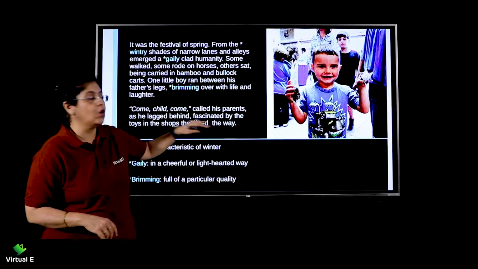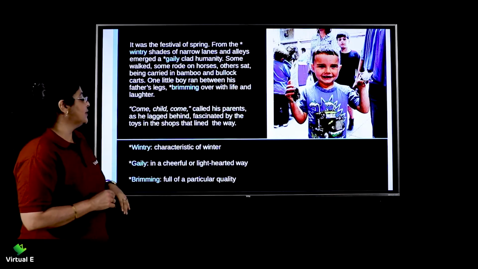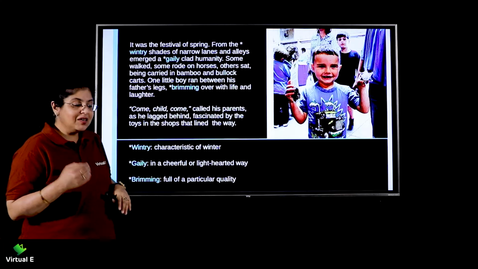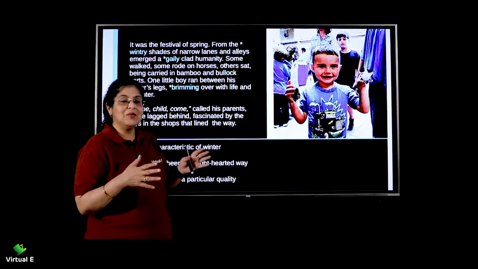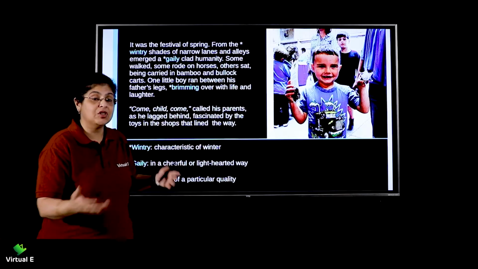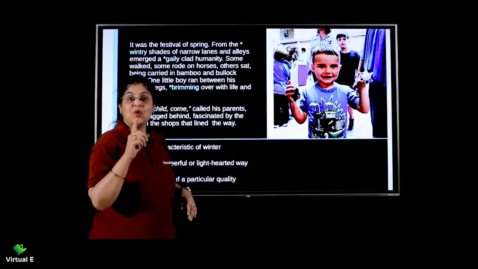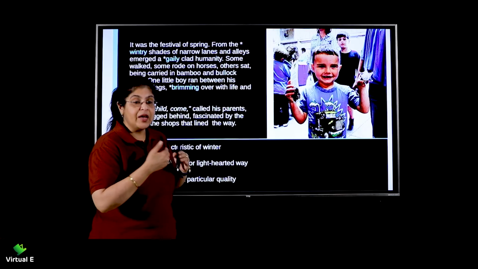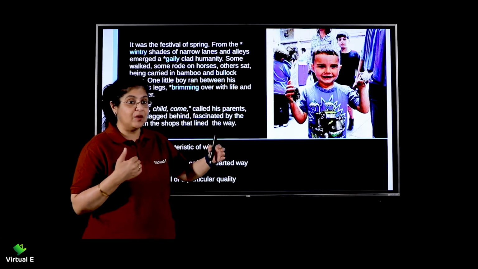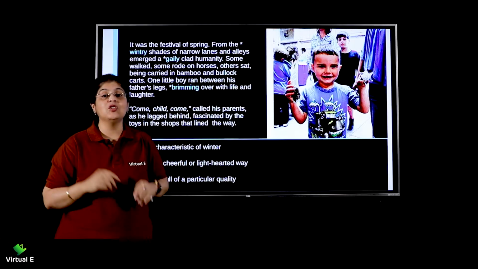"Come, child, come," called his parents, as he lagged behind, fascinated by the toys in the shops that lined the way. Now, he was a child, so while he was walking, there were shops on both the sides, and he could see there were toy shops as well. So while walking, the parents have gone in the front. Every time he was lagging behind, he was away from his parents. Why? Because his mind, his eyes were in the toy shop.